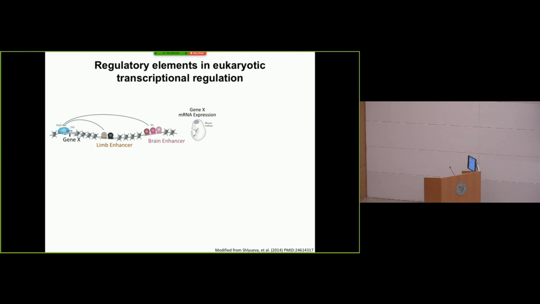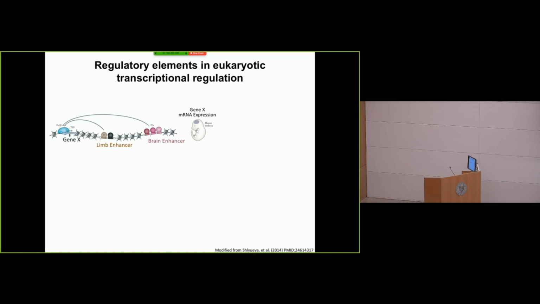And so what are these regulatory elements? Your classic textbook definition goes like this. You have a gene, it has a core promoter where these general transcription factors assemble. And then you can have these regulatory elements that can appear either downstream or upstream of a gene, and they can occur in any orientation.